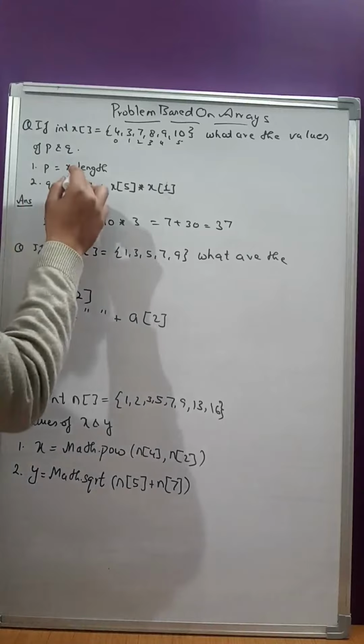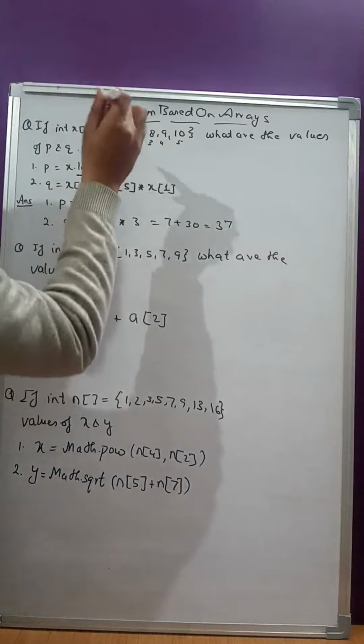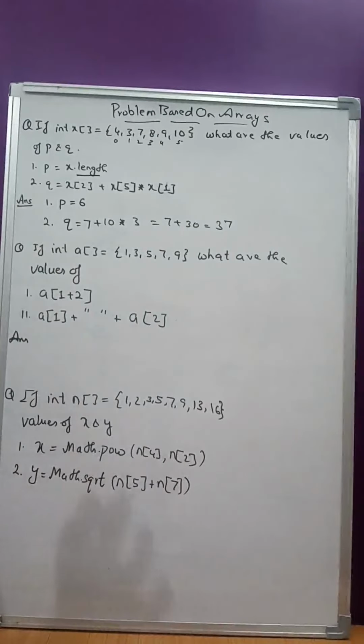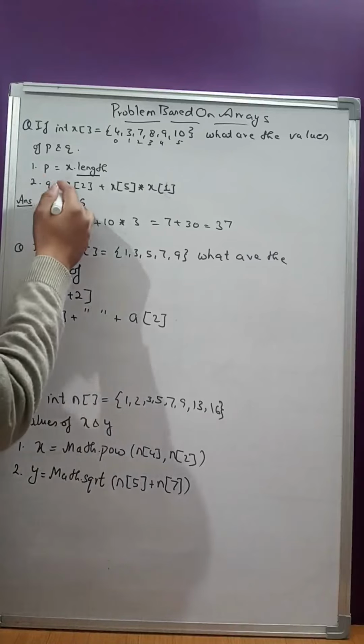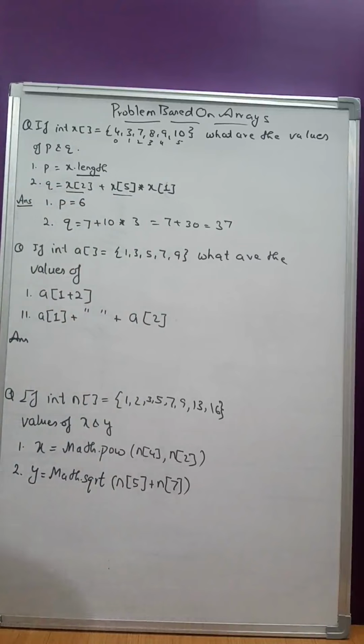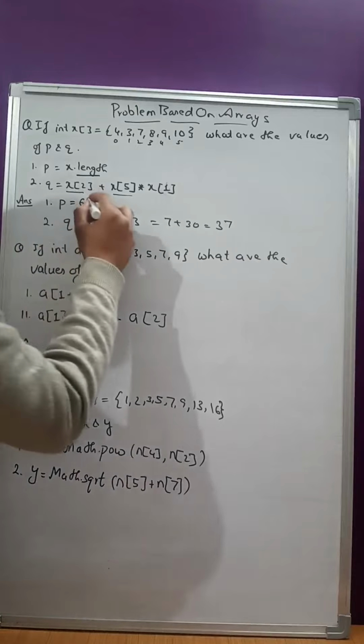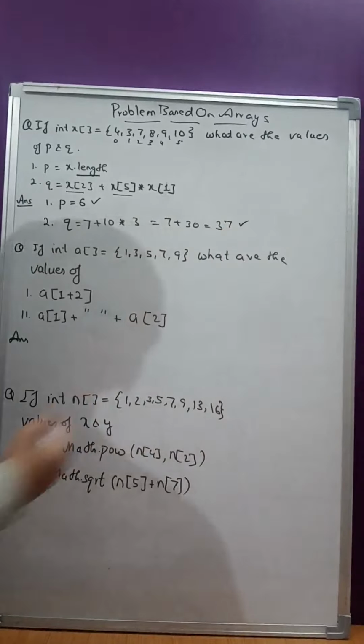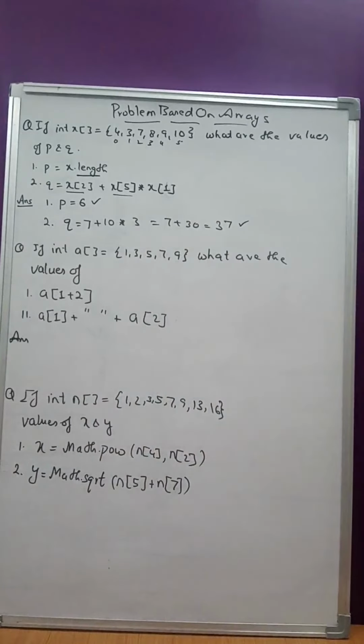This is quite simple: if you are using length, you have to count the number of elements. How many elements are there? Based on that, you will be able to find the length of the particular array, right? And in the other question, we took the values present at the different index numbers and performed some arithmetic operations on them. Finally, we solved the value for q also. So we have calculated p equal to 6 and q equal to 37. Now we will move to the next question.